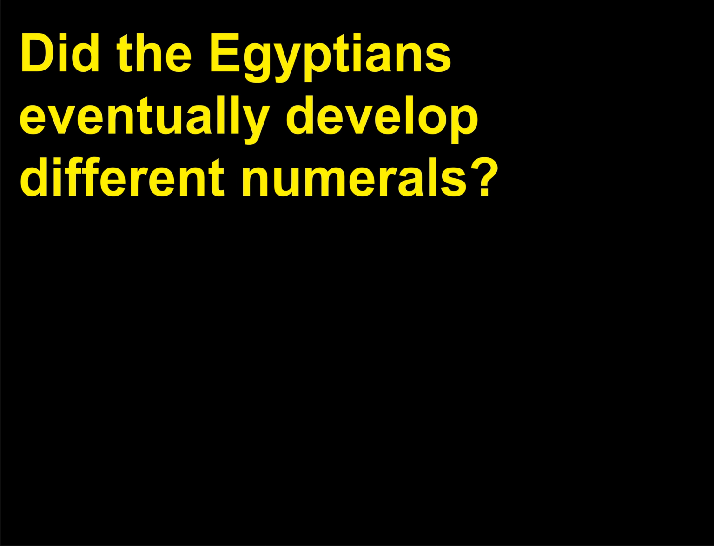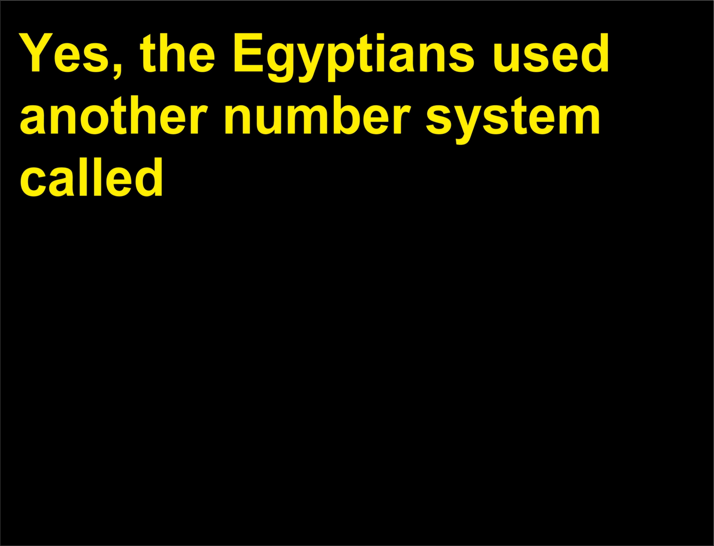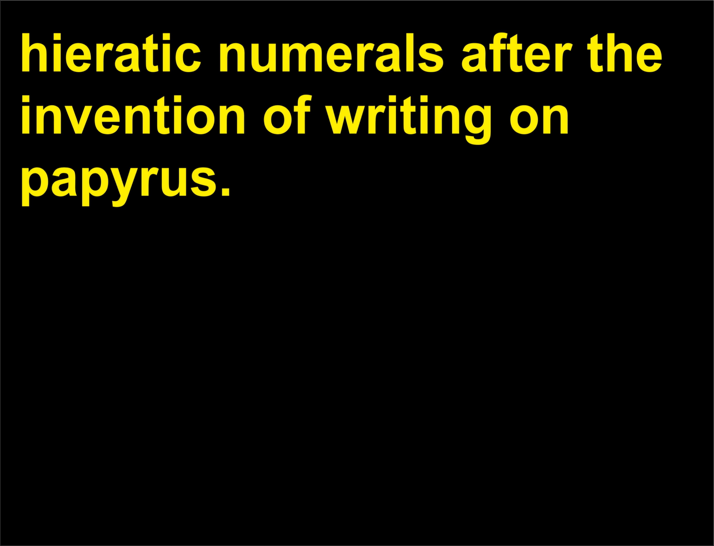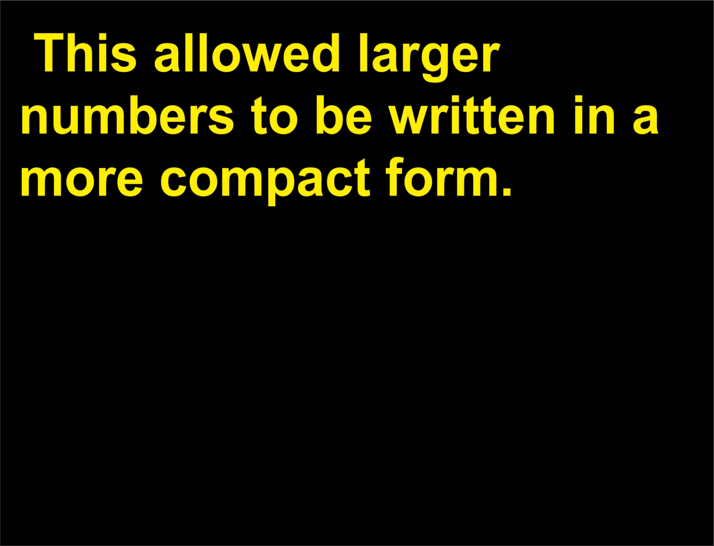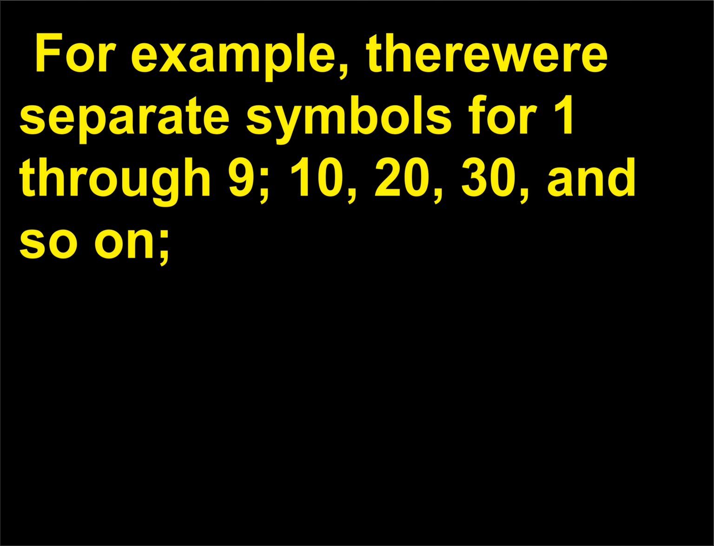Did the Egyptians eventually develop different numerals? Yes, the Egyptians used another number system called hieratic numerals after the invention of writing on papyrus. This allowed larger numbers to be written in a more compact form. For example, there were separate symbols for 1 through 9, 10, 20, 30, and so on.